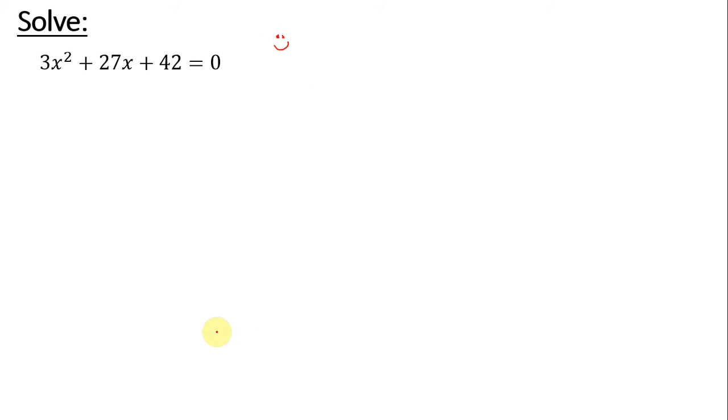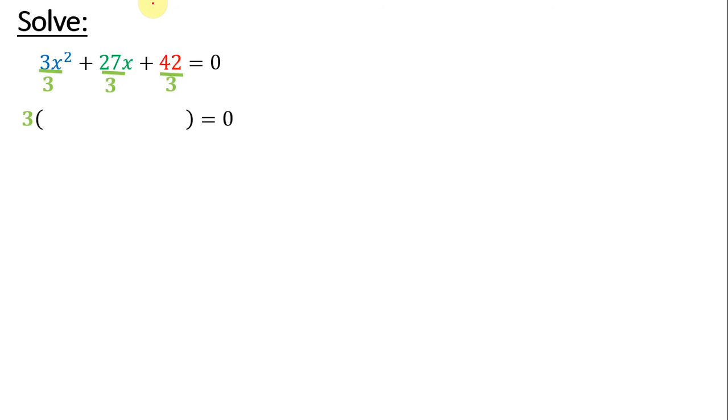Okay, but there's something I can do to make this a little bit more manageable. What do you think that is? What could I do to make this easier for me to work with? One thing I notice is that with 3x squared, 27x, and 42, all of those numbers are divisible by 3. Therefore, before I factor this into binomials, I can just factor out a 3 first.